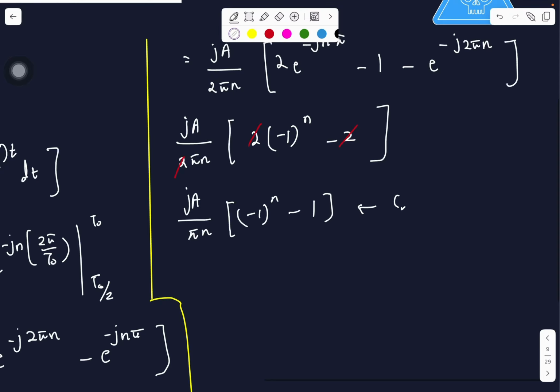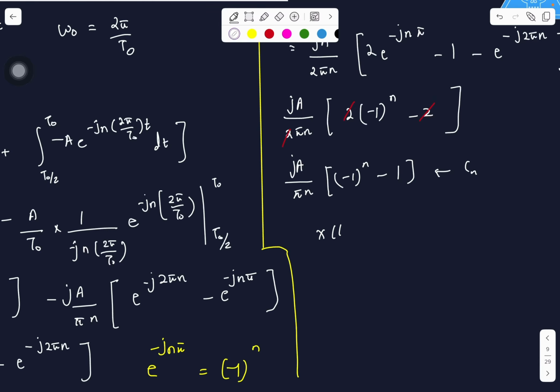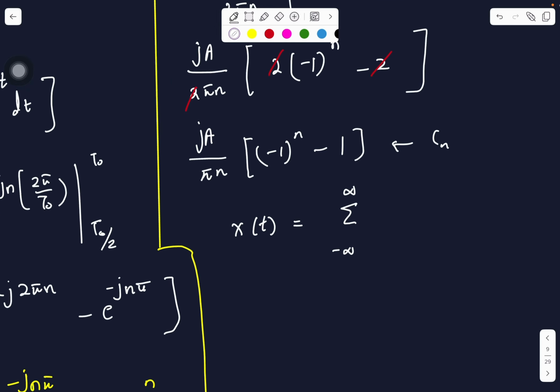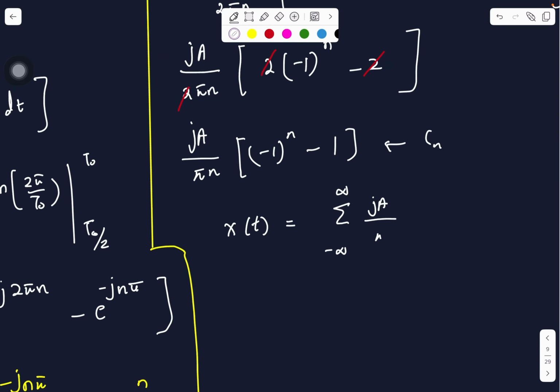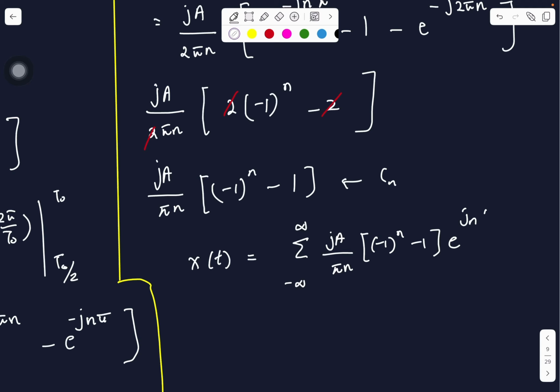The Cn. So the complex exponential Fourier series, we just substituted: x of t is equal to summation from minus infinity to infinity of JA over pi n minus 1 to the power of n minus 1 times exponent jn 2 pi over t naught t.